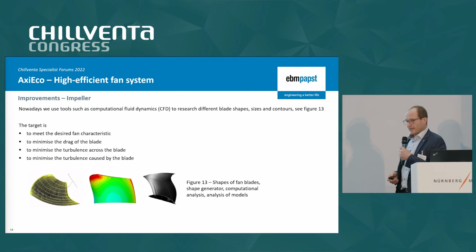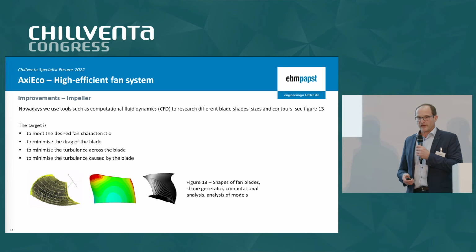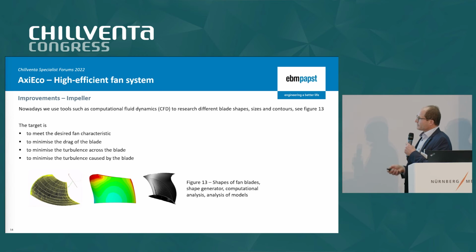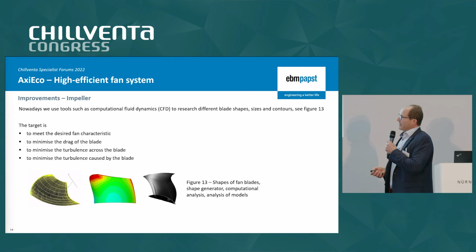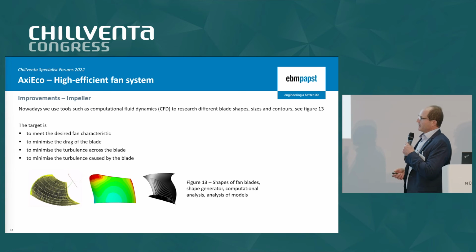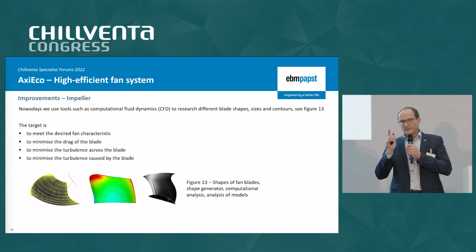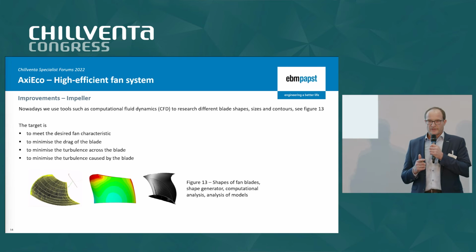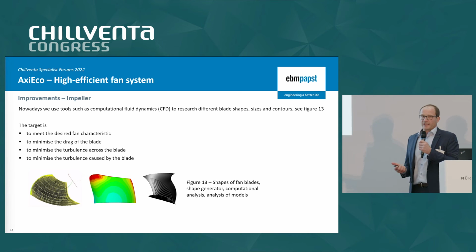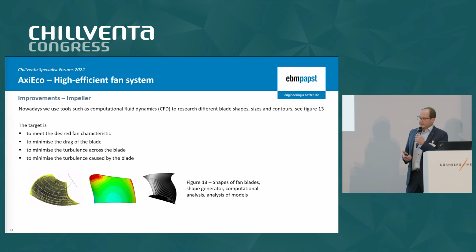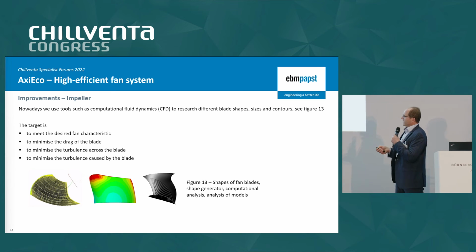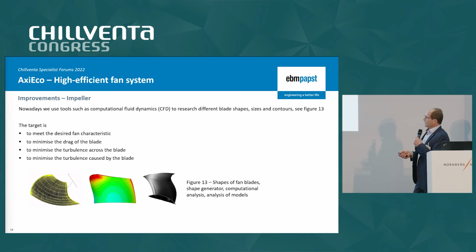So, what have we done in the past, or especially with this new development called AxiEco axial fan? The target with a new impeller development is always, of course, firstly, to reach the desired characteristic, because you can have a steep air performance curve, you can have a flat air performance curve, depending on for which application you would like to use this fan. Then, of course, we would like to minimize the drag or the friction of the blade. This can be done by a certain profile, for example.